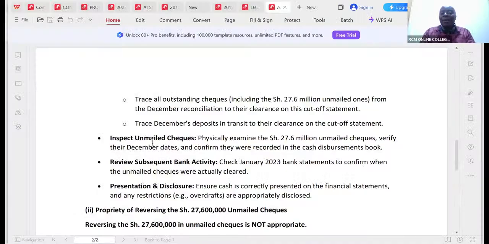Inspect emailed and mailed checks. Physically examine them, physically ask for them, because inspection is a key audit procedure. So inspect the emailed and mailed checks, physically examine the 27.6 million in checks. Verify their December dates and confirm that they were recorded in the cash disbursements book, because of course, when you are giving out checks, you must record. Review subsequent bank activity. Check January 2023 bank statements to confirm when the unmailed checks were actually cleared.